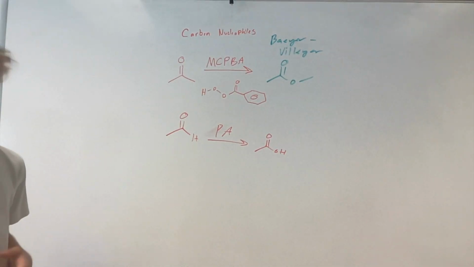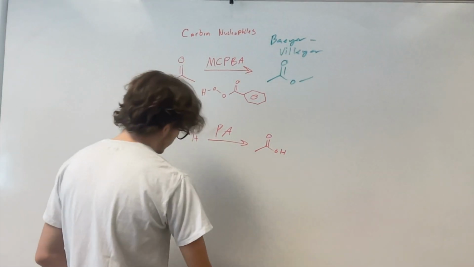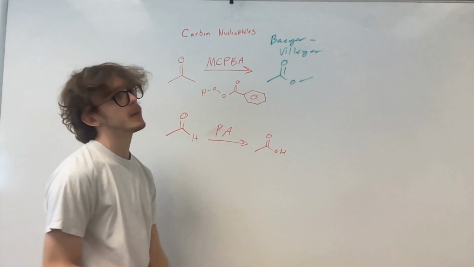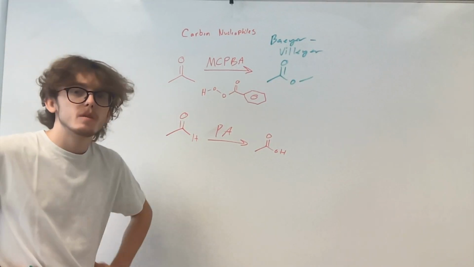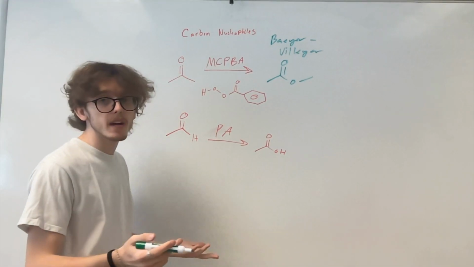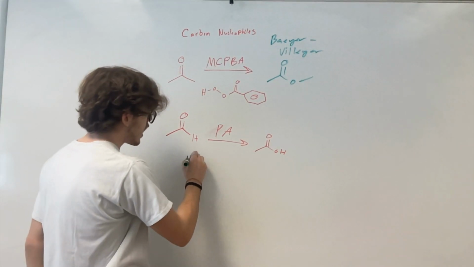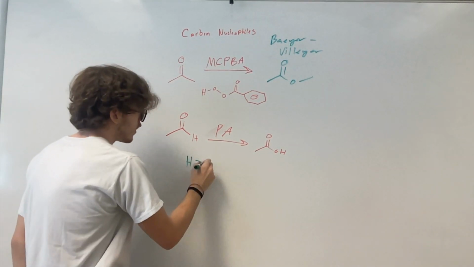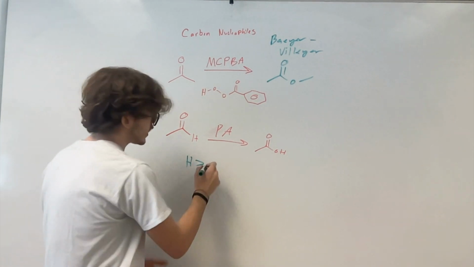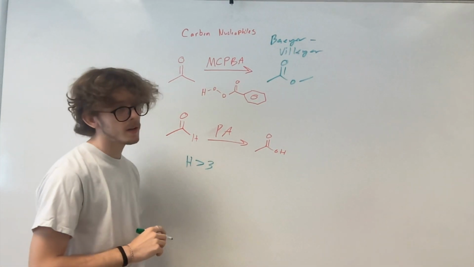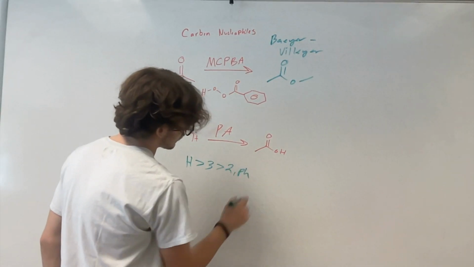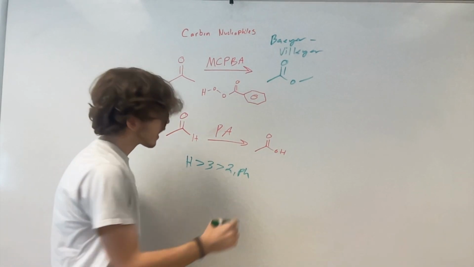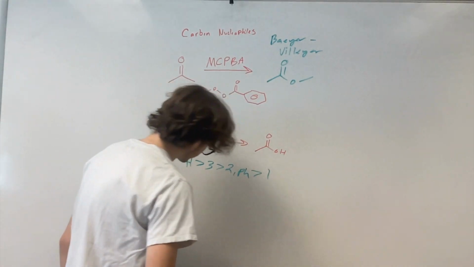There's a migratory aptitude, and basically what that says is, if I have to pick, if I'm a little peroxy acid, which side of the ketone will I pick? That's basically migratory aptitude. And what it will say is, I'm going to pick a hydrogen, but if I don't have a hydrogen, I'll take a tertiary. If I don't have a tertiary, I'll take a secondary or a phenyl. But if I don't have that, I'll take a primary.